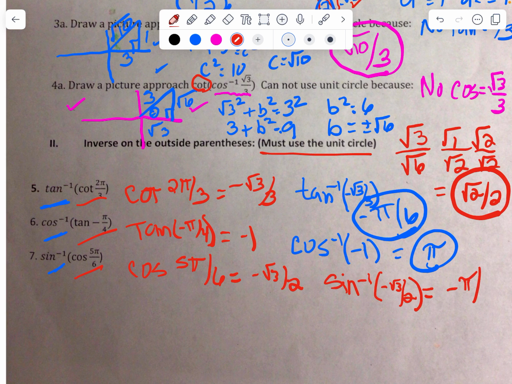Okay, so you can go ahead and try the classwork and the homework on this and see how you do.